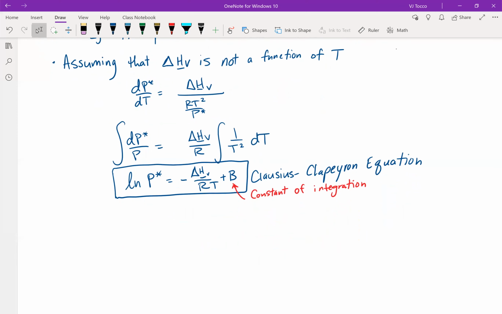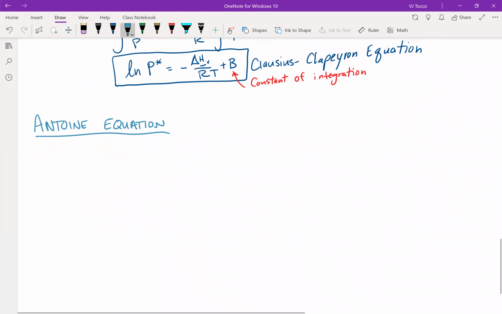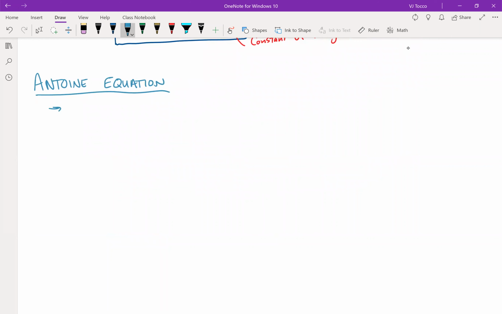Because these assumptions oftentimes are not very valid, and also because sometimes we won't have a data point to use, we can use a third relationship between P star and T. And that third relationship is Antoine's equation. The Antoine equation is purely empirical. And if you're not sure what that word means, empirical means observed directly by experiment. So that means there's no theoretical basis for the Antoine equation. And just as an aside, empirical is a word that you will undoubtedly hear many times in the rest of your chemical engineering education.